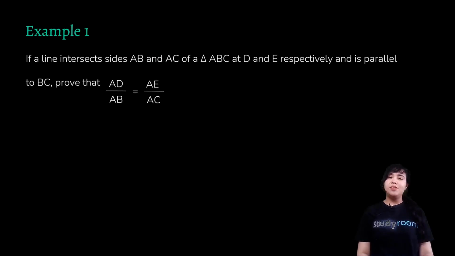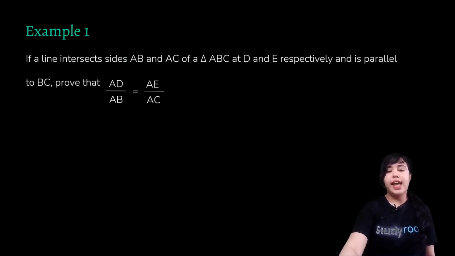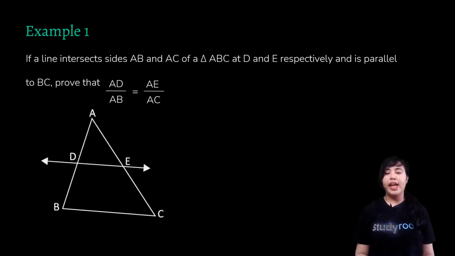Now we'll understand this by some examples. So over here we have example 1. If a line intersects sides AB and AC of a triangle ABC, so we have a triangle ABC and the sides AB and AC. Let's say that this line is intersecting the 2 sides at points D and E respectively, and this DE is parallel to BC. Then you have to prove that AD upon AB is equal to AE upon EC.